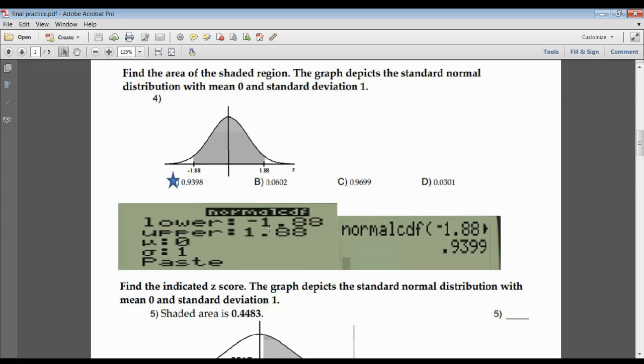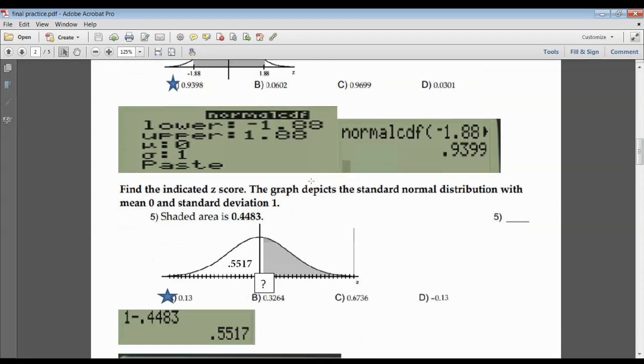It's a standard normal. Mean is 0. Standard deviation is 1. And there's your answer, 0.9399. You're off by 1/10,000th. But notice there's nothing even close to that, so you can live with 1/10,000th off.